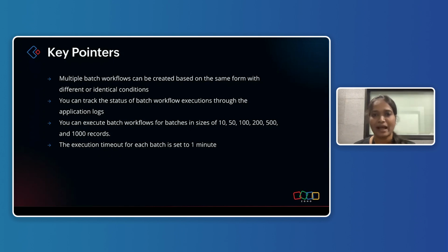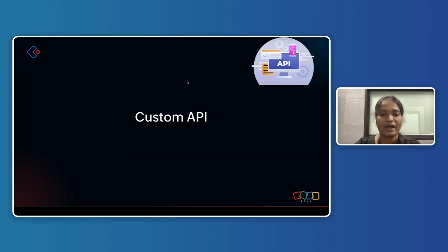So this is how the batch workflow will work. The ideal aim of bringing up a batch workflow inside Creator is to overcome the limitation that we have for writing the Deluge script. So I hope the batch workflow is pretty much clear.